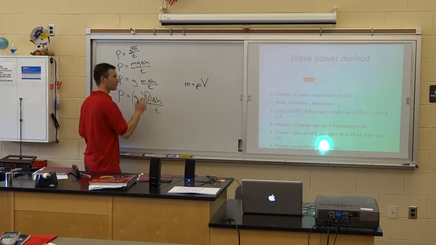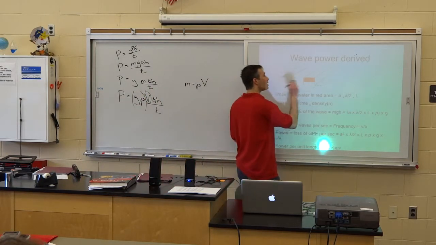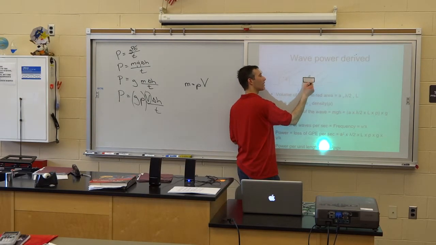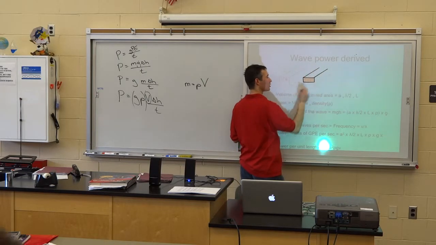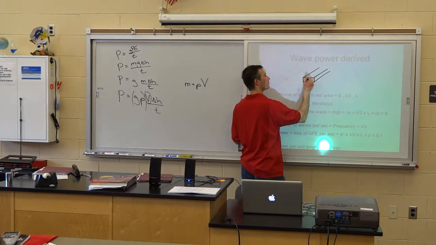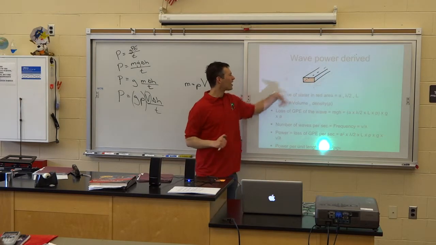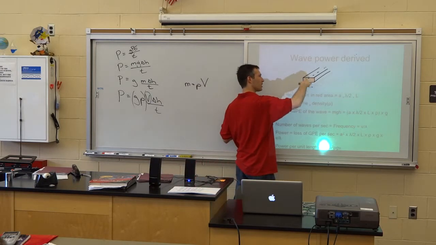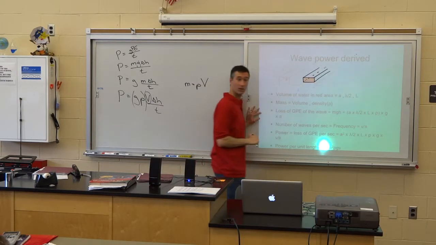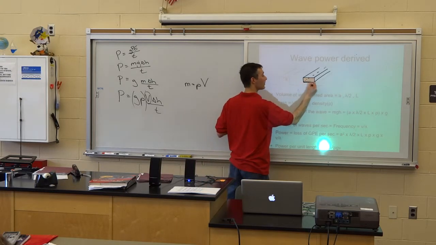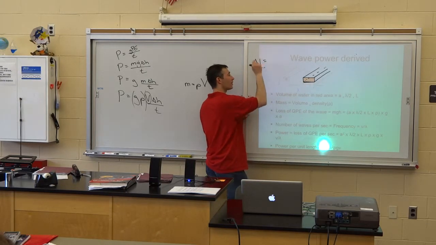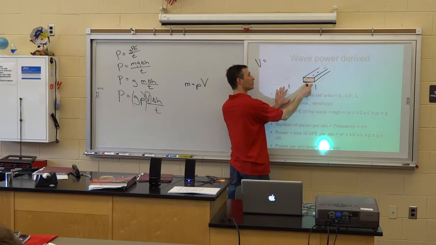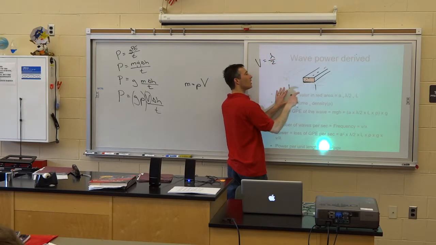Let's play with volume. The volume that we care about is the volume of not just that rectangle, but that three-dimensional rectangle. The volume would be this dimension times that dimension times that dimension. This dimension is half the wavelength, and the wavelength is even labeled here, so that should be lambda over 2.